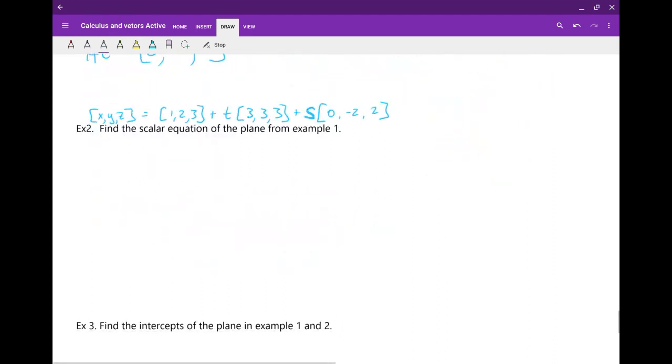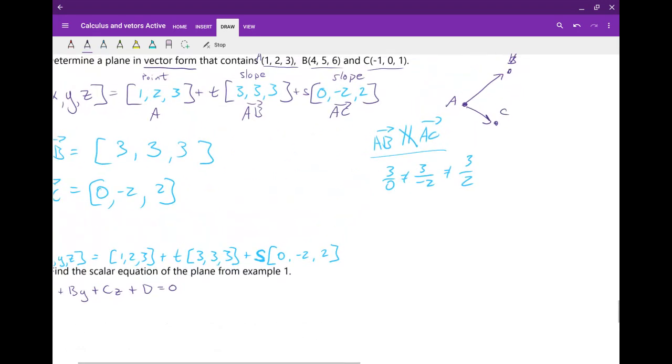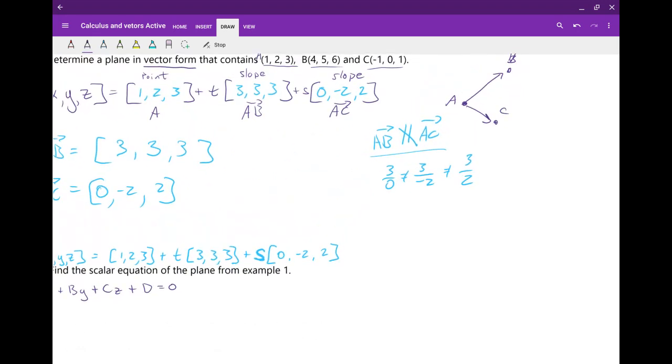Now what we need to do is write the scalar equation. Remember that the scalar equation is AX plus BY plus CZ plus D equals 0, okay? Basically I need to get an A, a B, a C, and a D. One of the things we can exploit is the plane up here.